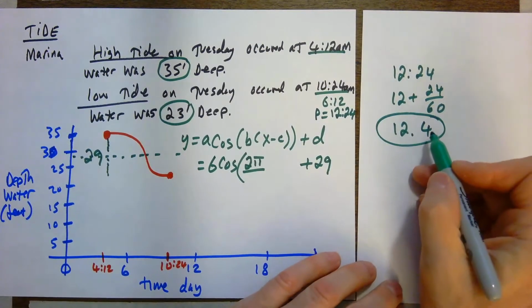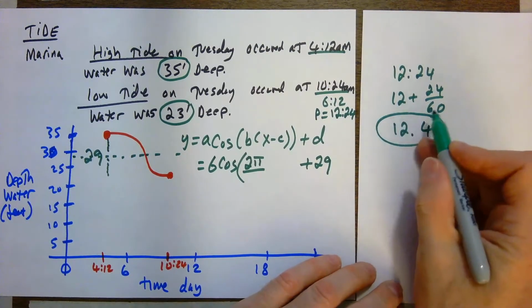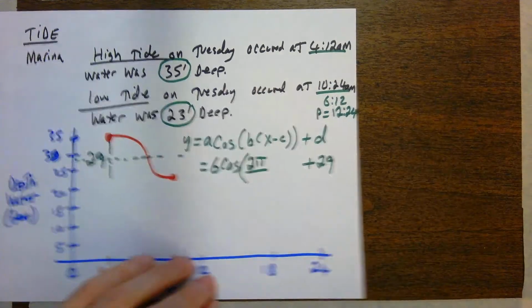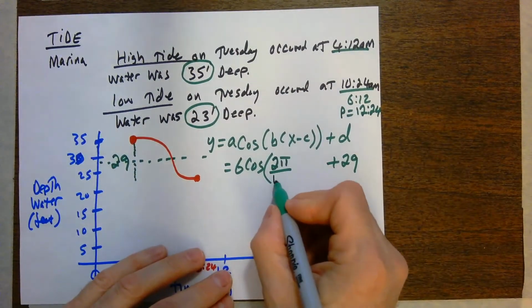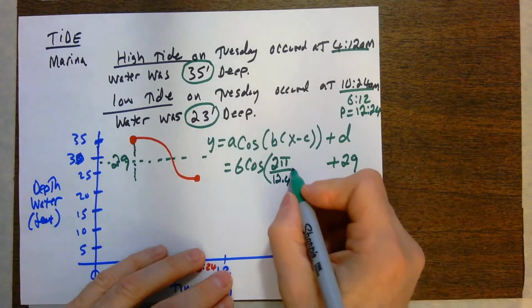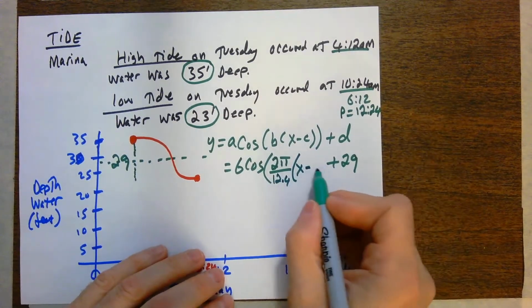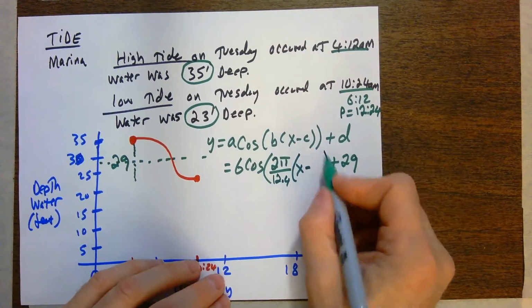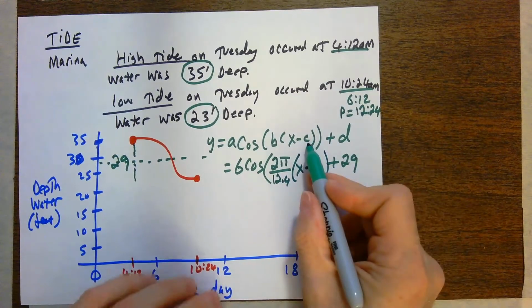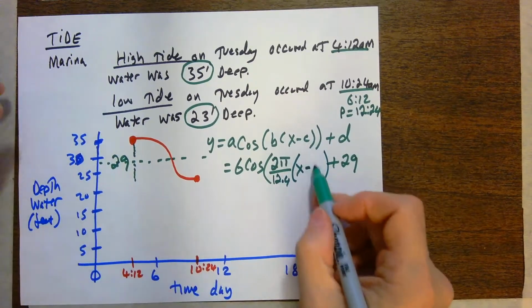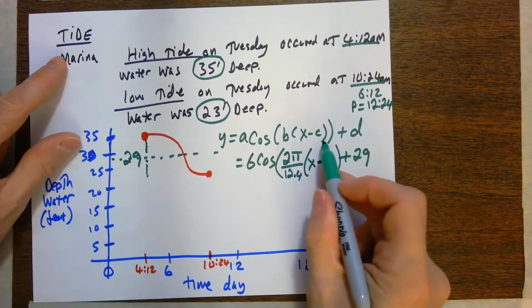12.4 hours. Do you see why it's 12.4? 12 hours and 24 minutes. So what's going to go down here is going to be 12.4 times x minus, I'm squishing things in here, C, the phase shift. All right, phase shift of what?